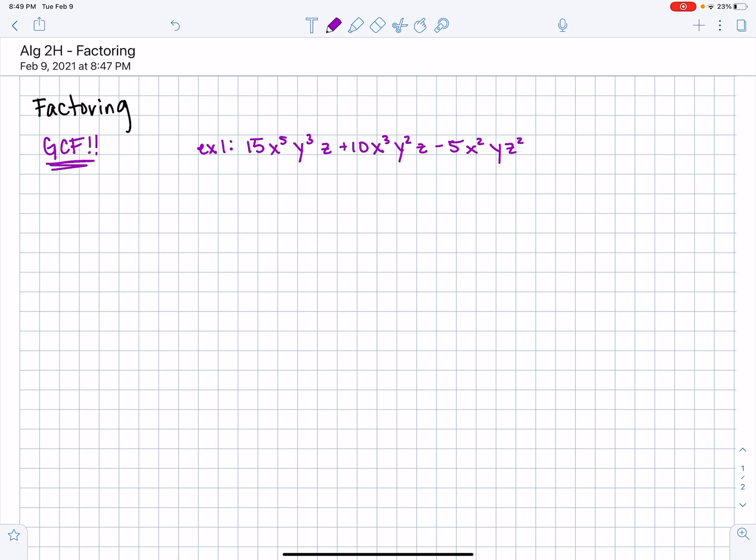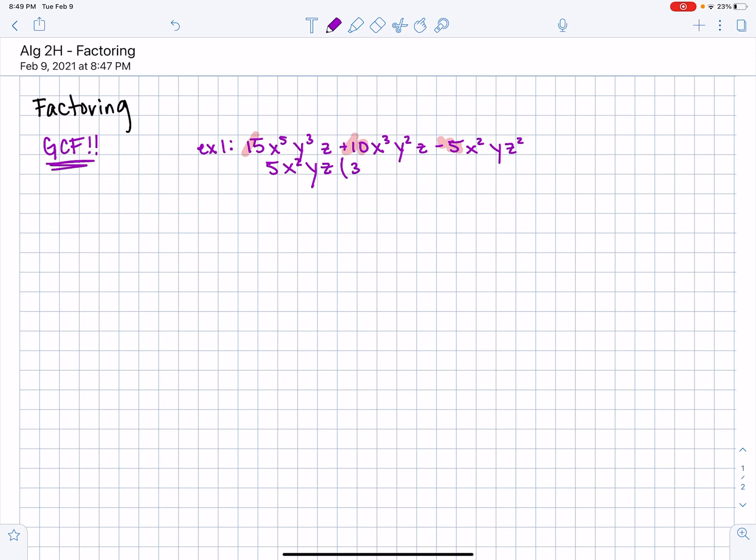We can notice here that we can pull a 5 out of all of our coefficients. So we're going to say 5. And then the highest x that we can pull out is x squared. And we have a y and a z that's common for all of these. And then inside the parentheses, you write what you're left over with. This is like that distributive property backwards.